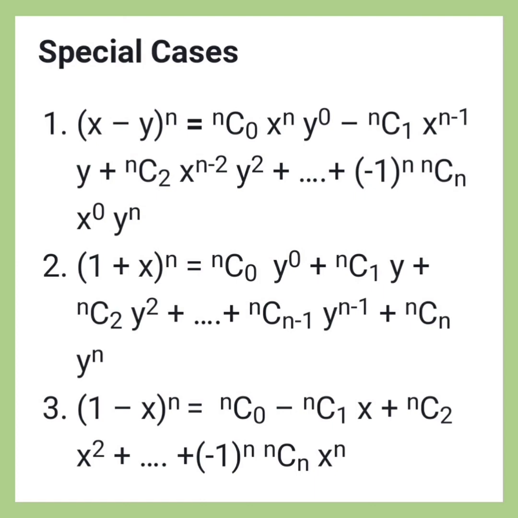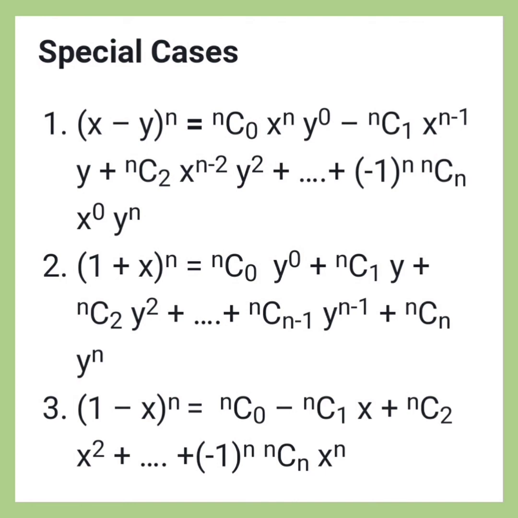Now we will see some special cases in the case of the binomial theorem, namely (x - y)^n. You will get alternate signs here. As in the case of (x + y)^n they are all plus, here you will be getting only alternate signs. So nC0 x^n y^0 minus nC1 x^(n-1) y^1, etc. The last term will be (-1)^n nCn x^0 y^n.